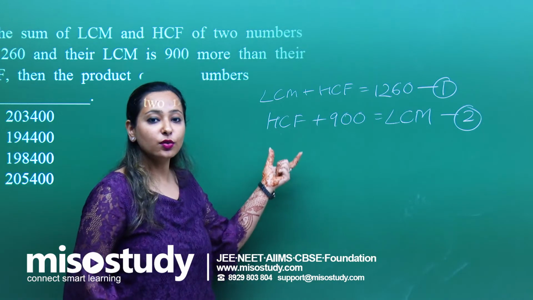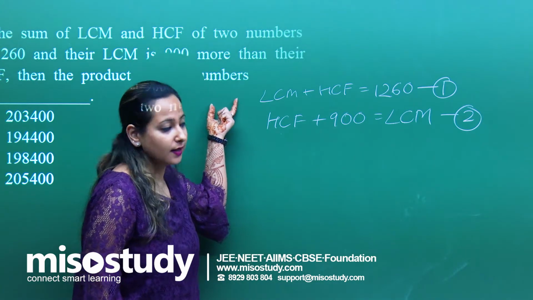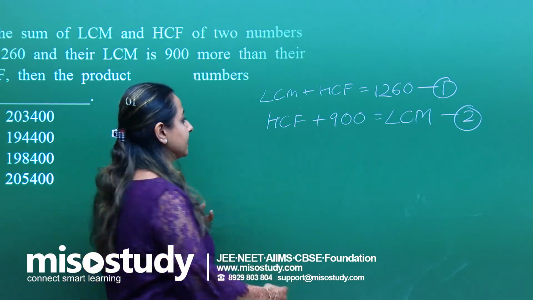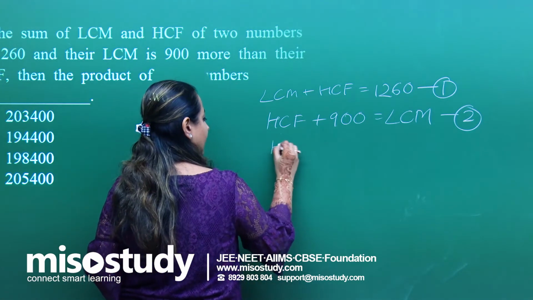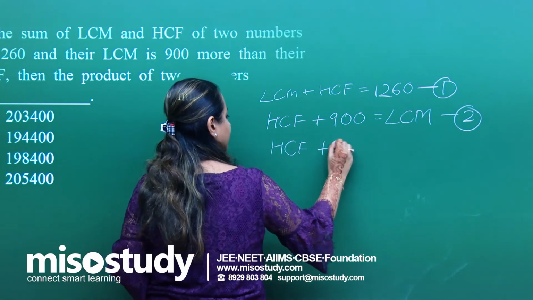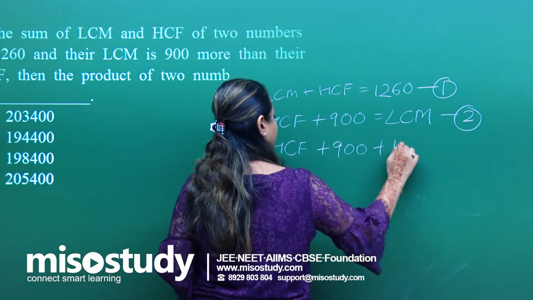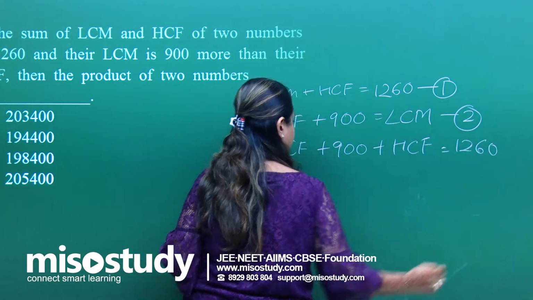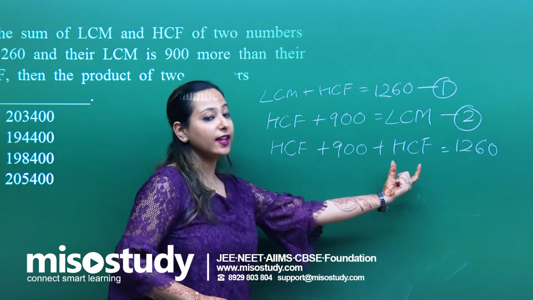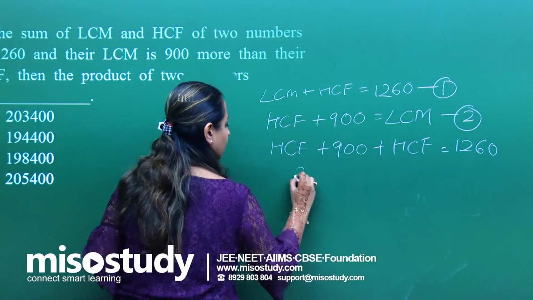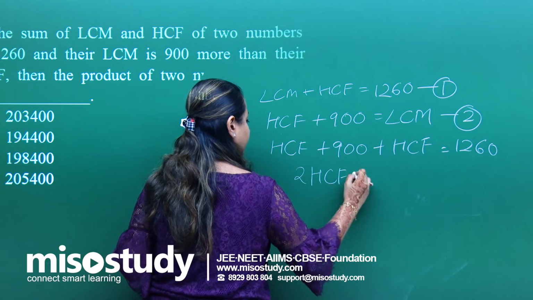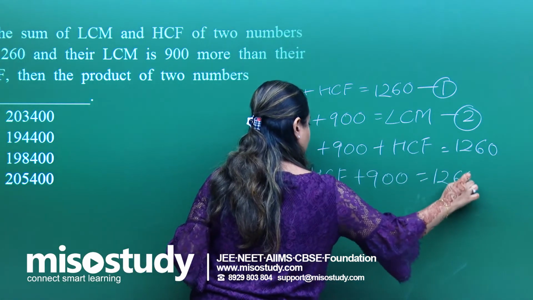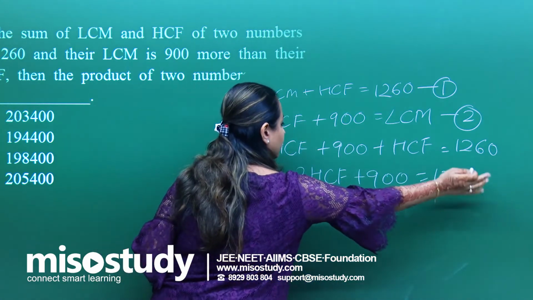Now we will substitute equation number 2 in equation number 1. In place of LCM we will write HCF plus 900. So this is HCF plus 900 plus HCF is equal to 1260. Now this is a kind of variable for us. Now what we have is twice of HCF plus 900 is equal to 1260. Now we will take 900 to the other side.